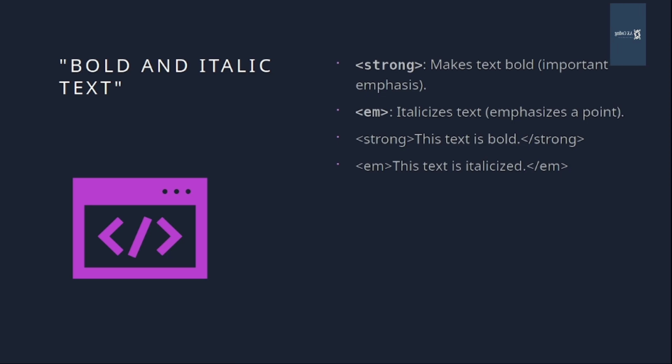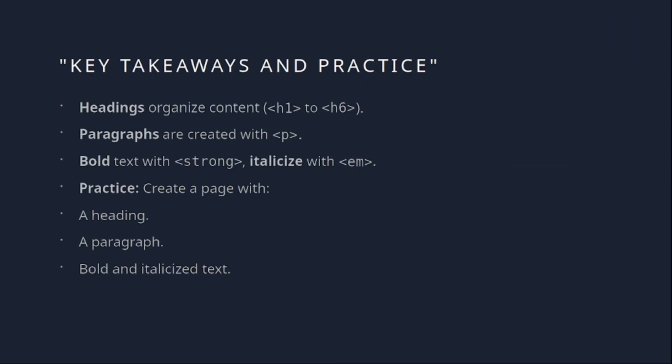So we have learned today about H1 to H6 and about paragraphs, how to create them, and bold text with strong and italic, which is EM. And so I can tell you, in order to make some practice for you, go to any kind of Wikipedia or website and try to create this kind of page using these tags, which are H1, paragraph, emphasize, and strong, and try to create a simple web page.